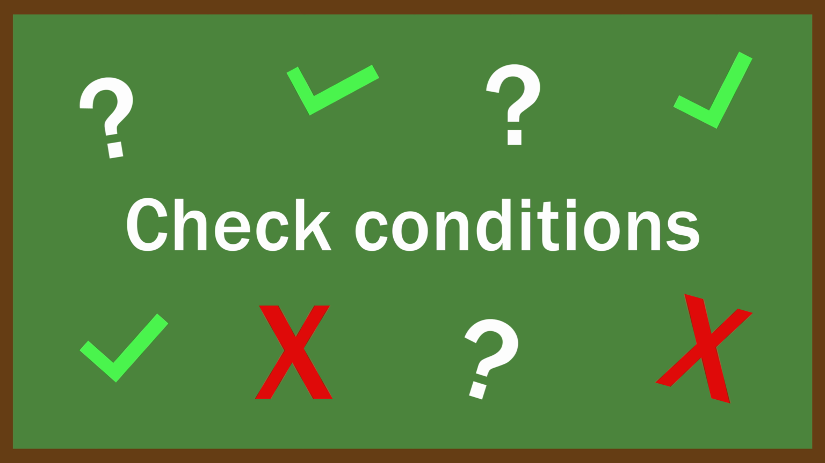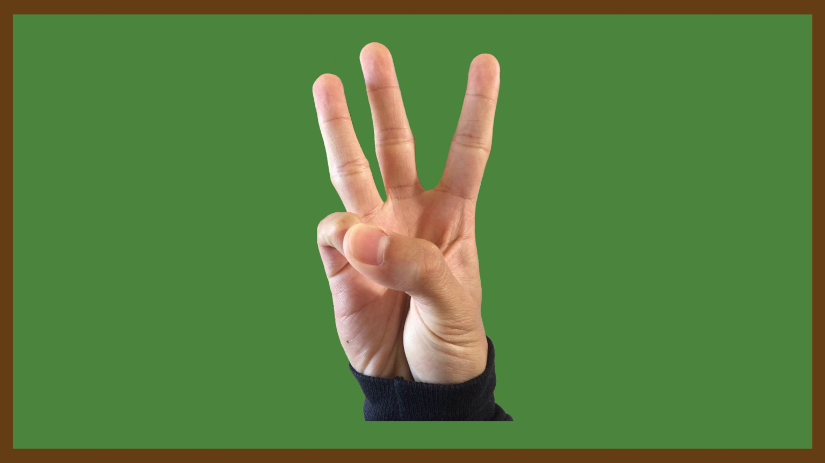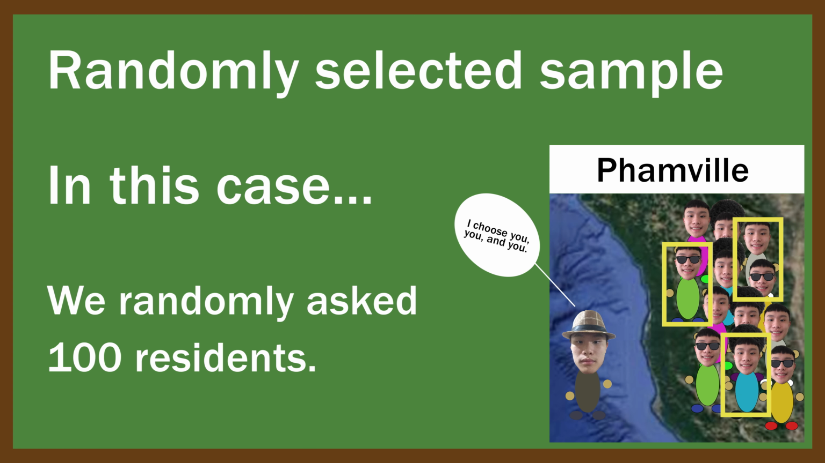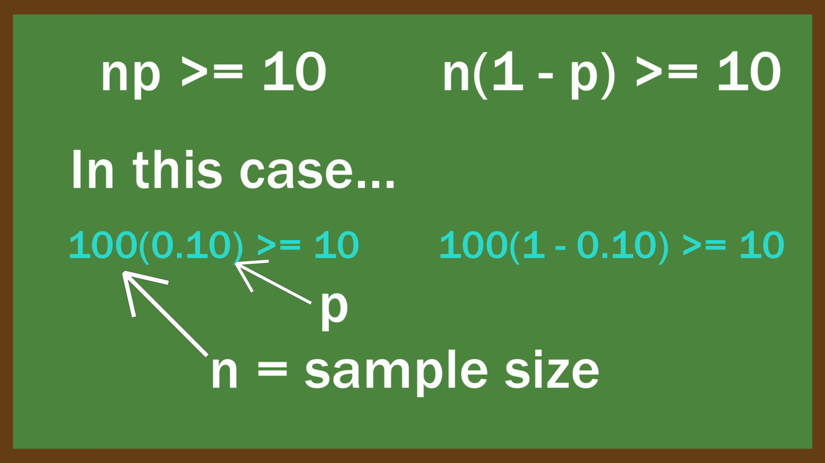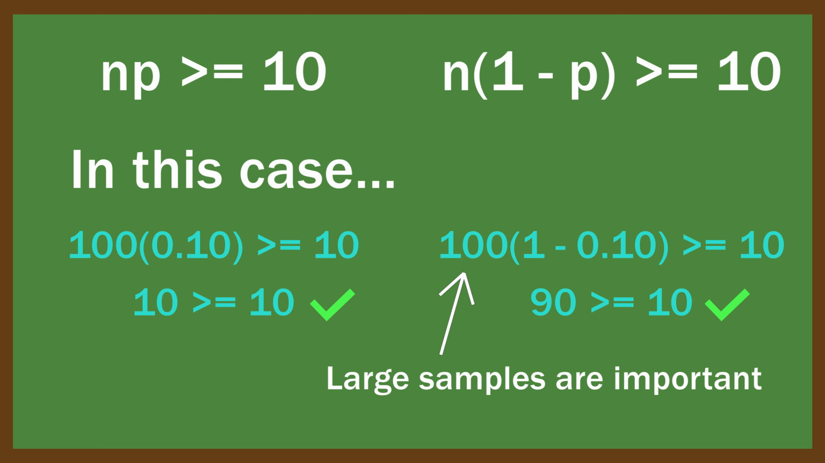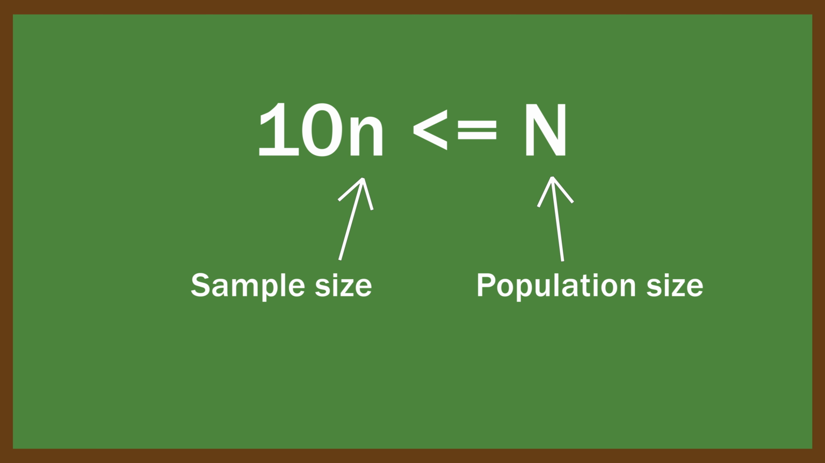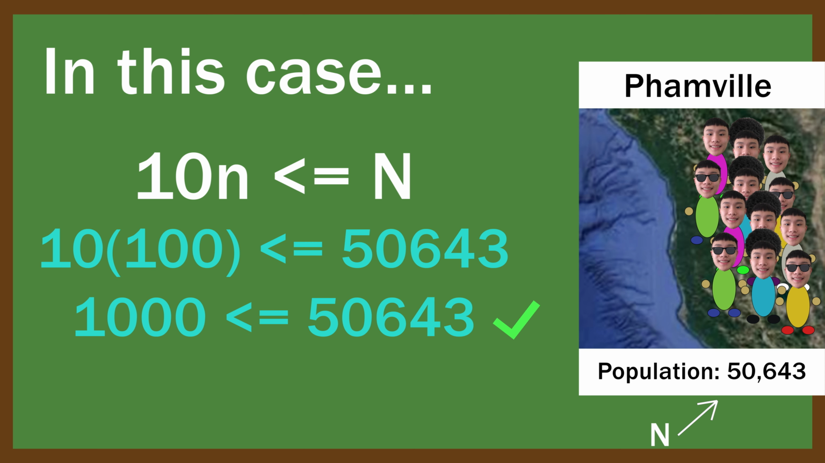The next part of a significance test is checking some conditions. For this specific situation, there are 3 conditions. The sample you use for this test must be random. These 2 statements must be true. N is the sample size and we already know P. Large samples are important. The population size has to be at least 10 times the sample size.